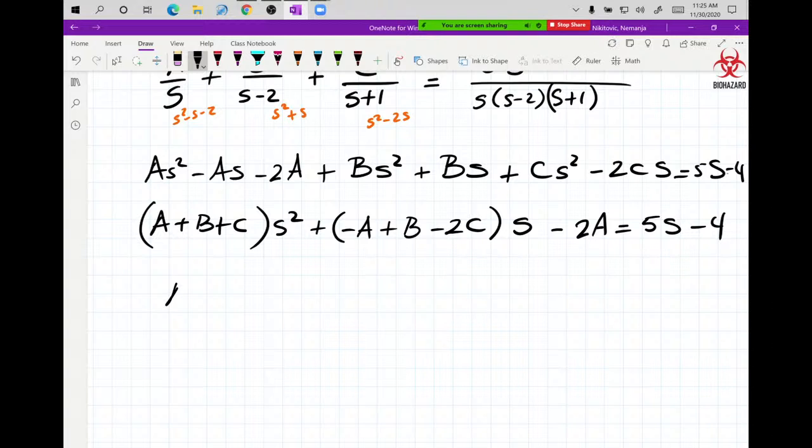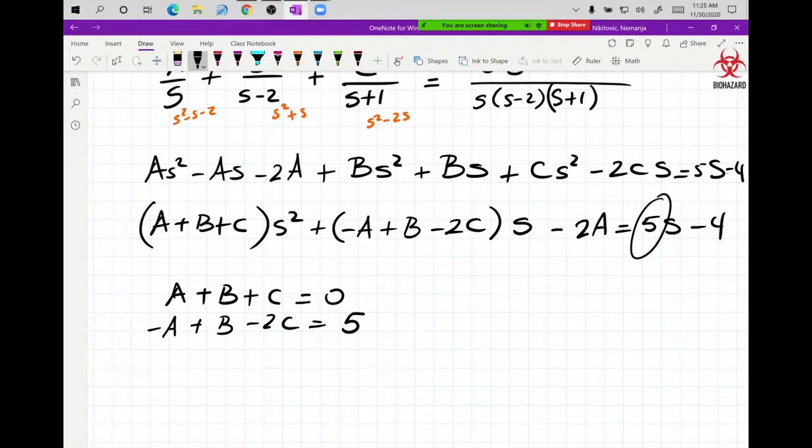So A plus B plus C is equal to 0, because there is no s squared on the right hand side. Then we have negative A plus B minus 2C equals 5. That's the coefficient of s. And finally, we have negative 2A equals negative 4, from where A is 2.